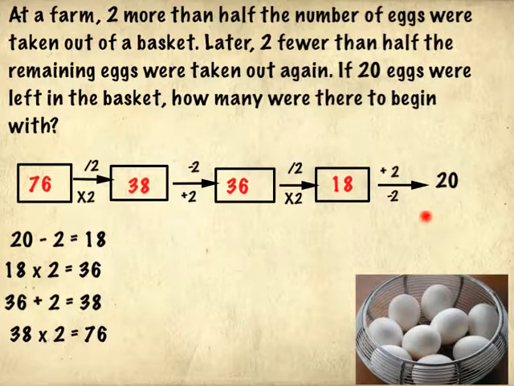And when you solve going backwards, this is what you get. 20 take away 2 is 18. 18 times 2 is 36. 36 plus 2 is 38. And 38 times 2 is 76. So my answer would be there were 76 eggs to begin with.